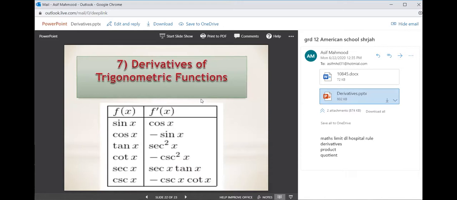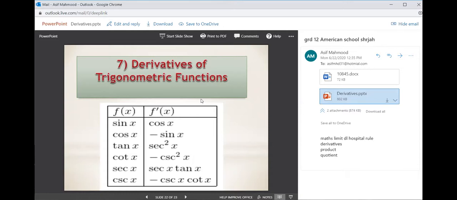There are 6 trigonometric functions: sine, cos, tan, sec, cosec, and cot. We have to remember the derivative of these. So the derivative of sine is what? Cosine. And the derivative of cosine is negative sine. Then tan is secant squared, and sec is secant x tan x.